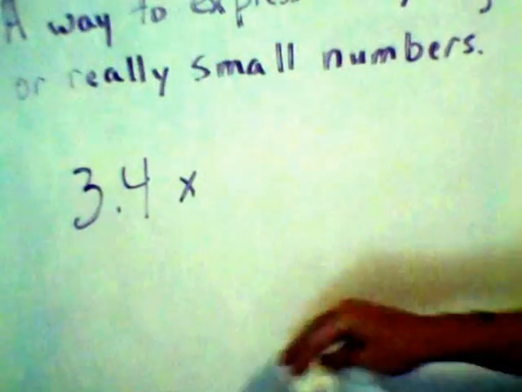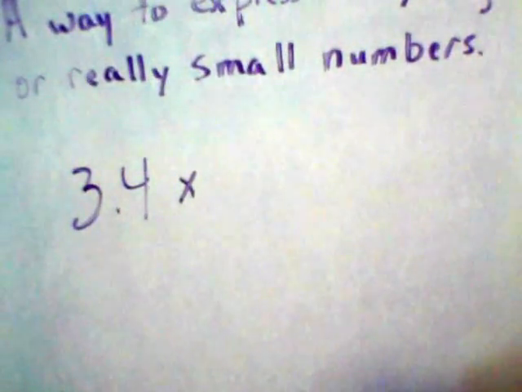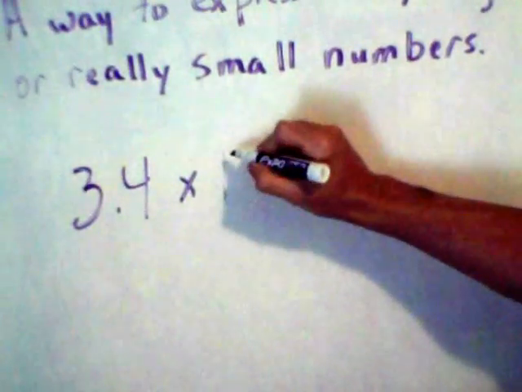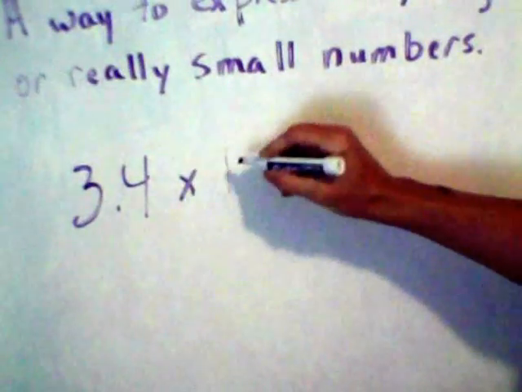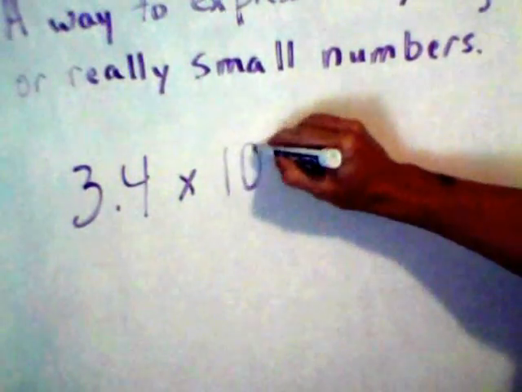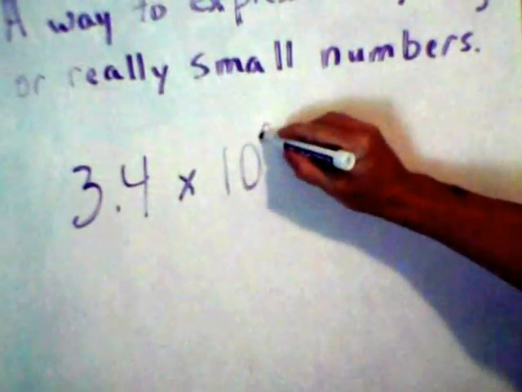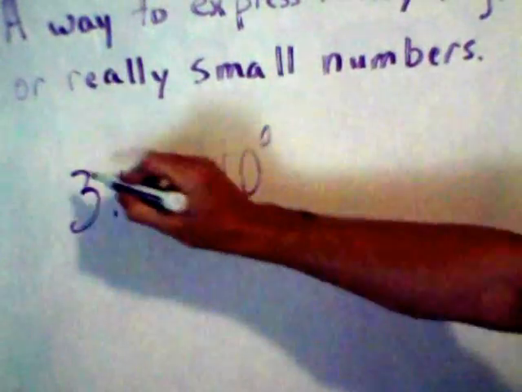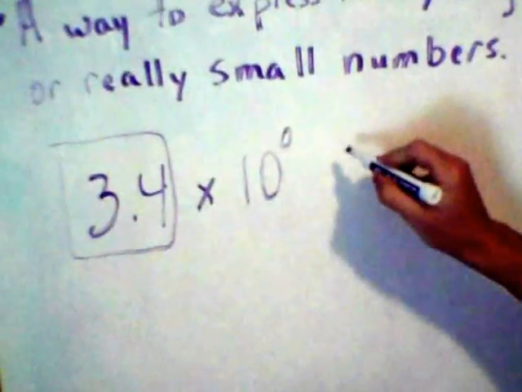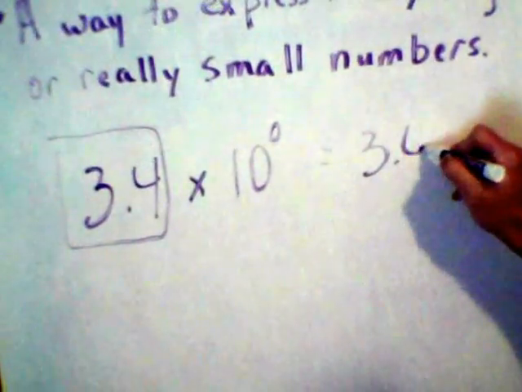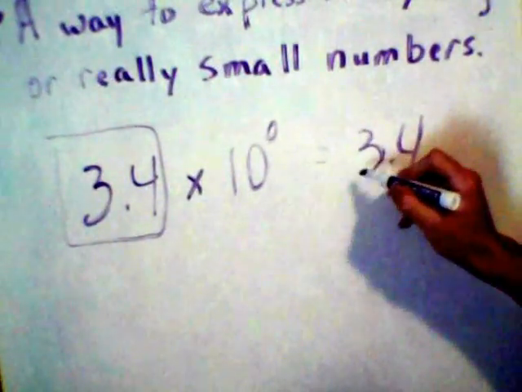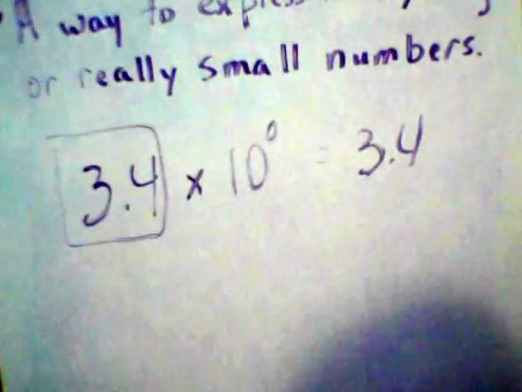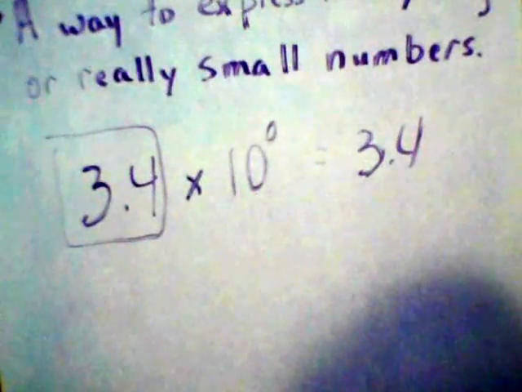Before I go on, I want to show you one thing though. It's neither positive nor negative. If I have something that looks like this, 3 and 4/10 times 10 to the 0 power. Anytime you see anything to the 0 power, your answer is the number you started with. I'm not moving the decimal any places. So 3 and 4/10 times 10 to the 0 power is just 3 and 4/10.